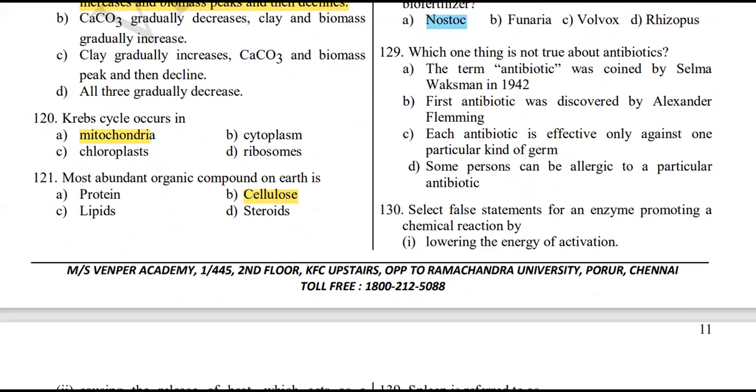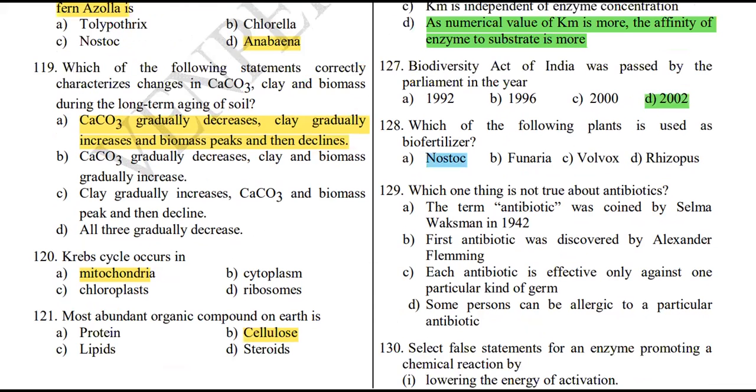The next question: which one thing is not true about antibiotics? Okay, so we know that the term antibiotic was coined by a person called Waksman in 1942, and the first antibiotic is penicillin, which was discovered by Alexander Fleming. So the first two options are correct, but we have to find out which is not correct. Let's see the last option.